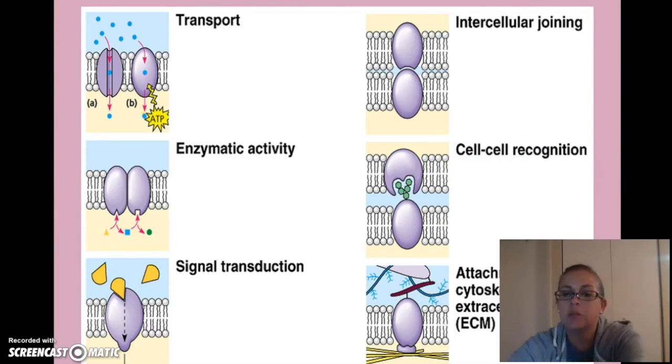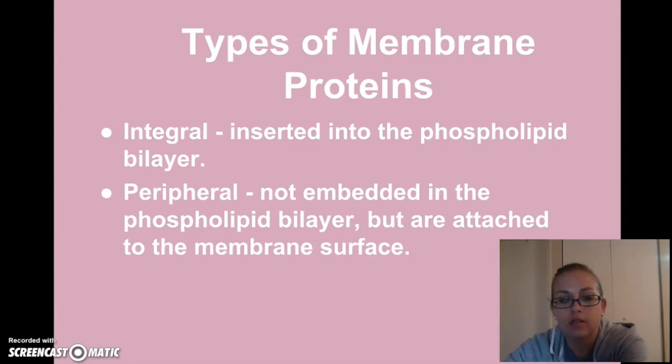And then attachment to the cytoskeleton and extracellular matrix, which down here you saw in the previous slide. And I already talked about this. We do have different types of membrane proteins. So integral proteins are actually inserted all the way in the phospholipid bilayer. They run throughout that cell membrane. And then there's the peripheral proteins, and these are not embedded in the phospholipid bilayer. They are instead attached to that membrane surface, but they are found only inside the cell.